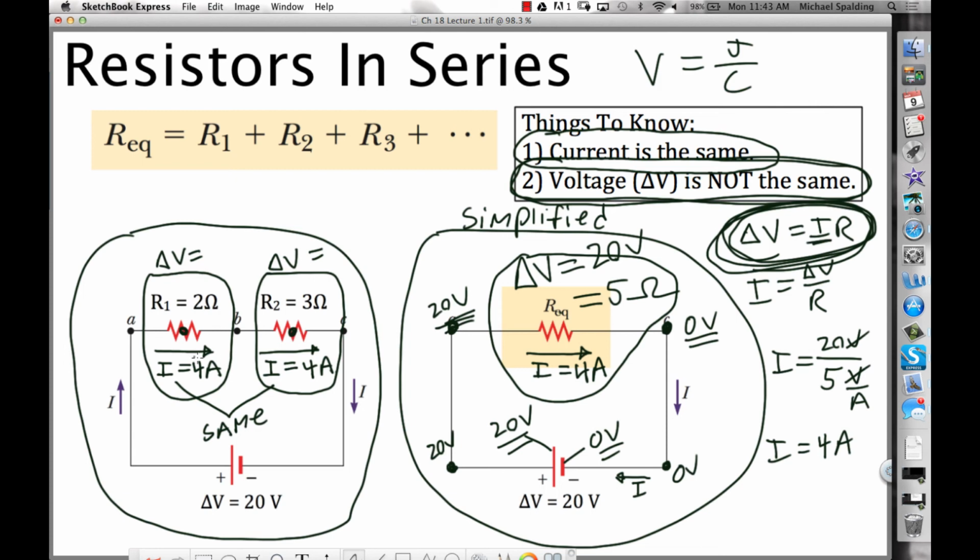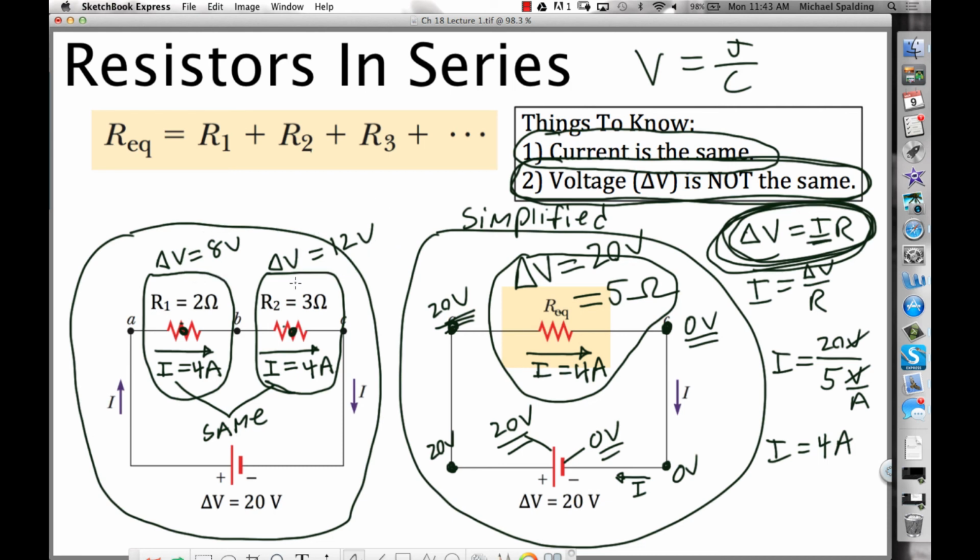Do we have the current through this resistor? Yes. Do we have the resistance? Yes. What's 4 times 2? 8. Okay, now, this guy. Do we have the current through this guy? Yes. Do we have the resistance? Yes. That's 12 volts. Notice the voltage is not the same, right? Of course, when would the voltage be the same? The voltage across these guys would be the same only if the resistors were equal, like 2 ohm and 2 ohm or 3 ohm and 3 ohm. But now, what do you notice about 8 and 12? They add up to 20.